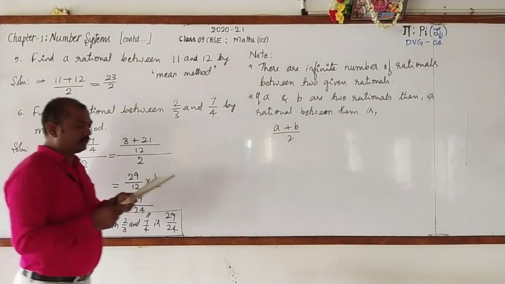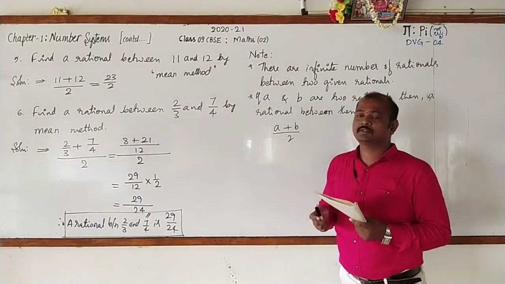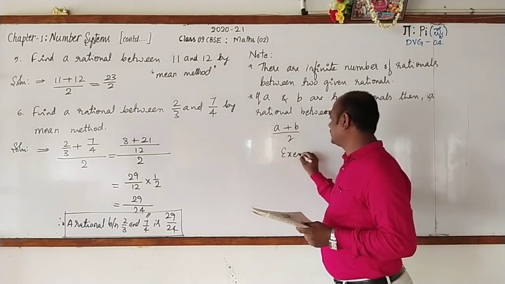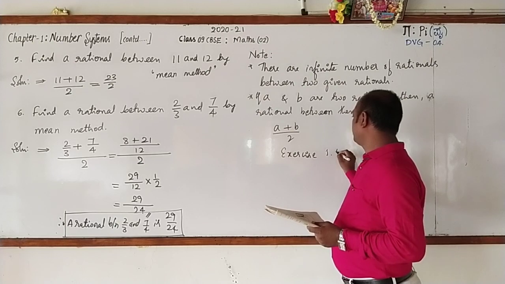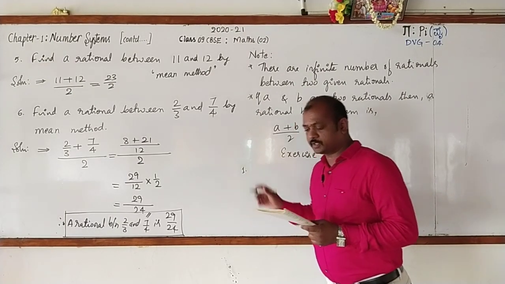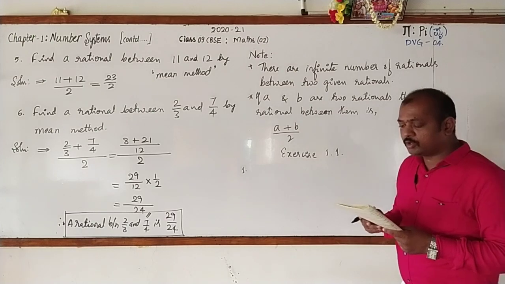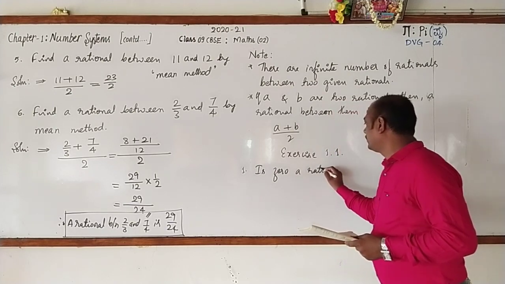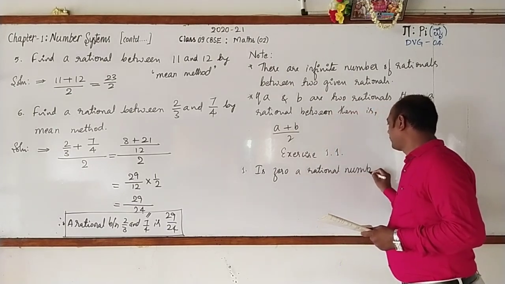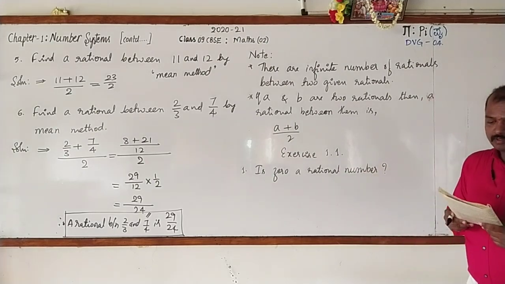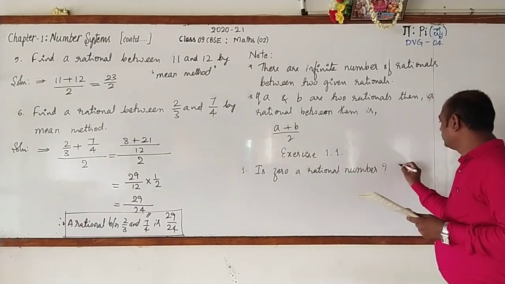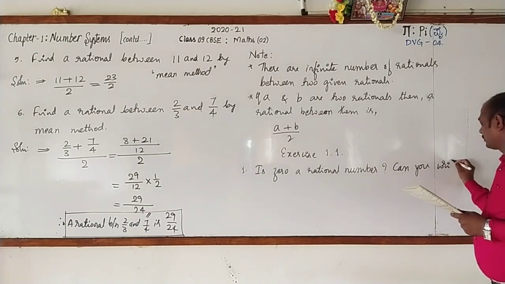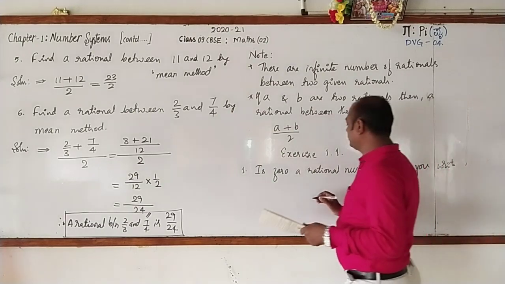Here, now we have come to the first exercise number 1.1 from NCERT text. Exercise 1.1. The very first one, copy with me. Is 0 a rational number? Is 0 a rational number? This is first sub question. Now another one is there. Can you write it in the form P by Q?